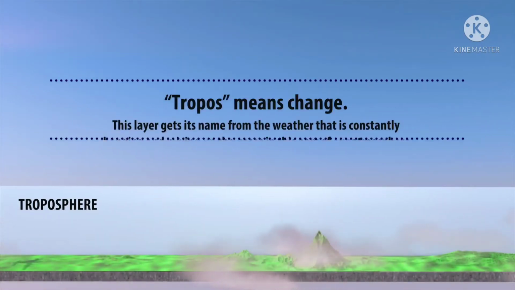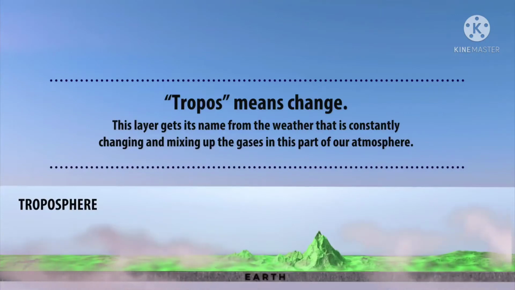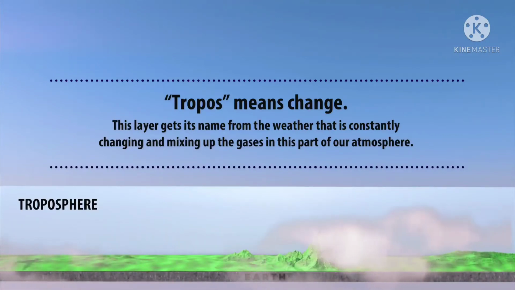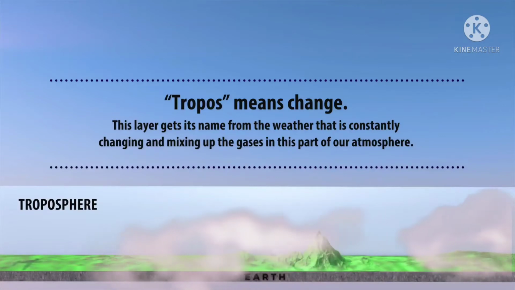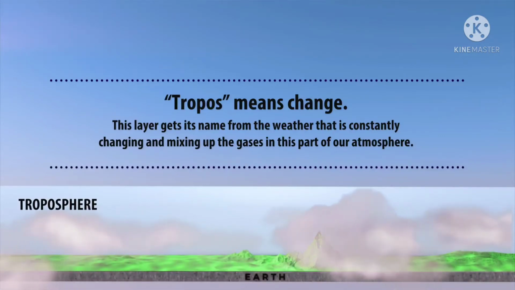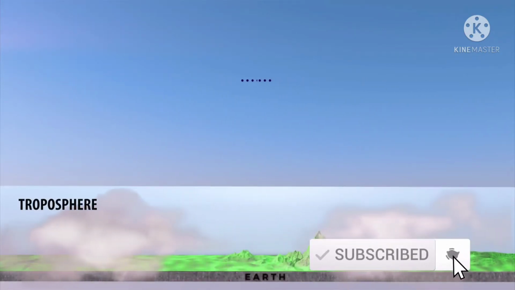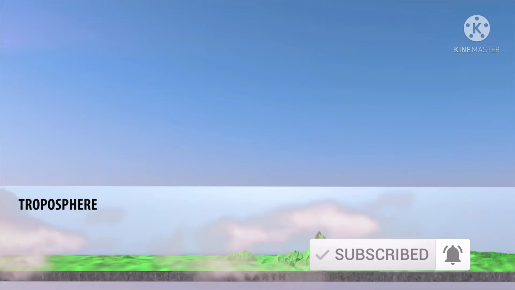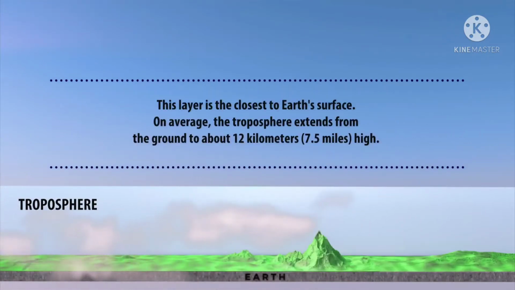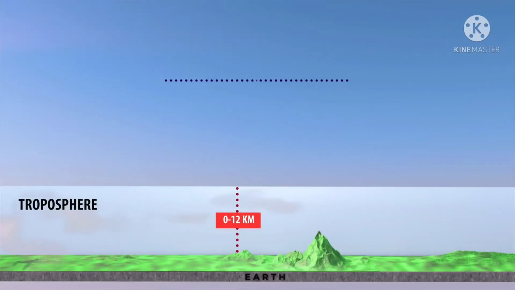Troposphere. Tropos means change. This layer gets its name from the weather that is constantly changing and mixing up the gases in this part of our atmosphere. This layer is the closest to Earth's surface. On average, the troposphere extends from the ground to about 12 kilometers. It is 7.5 miles high.